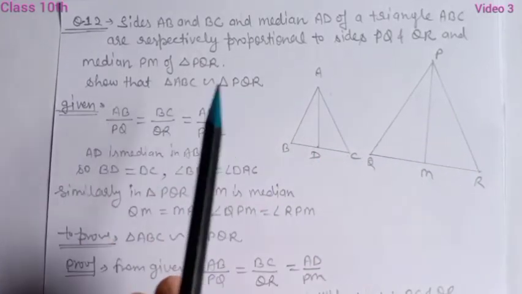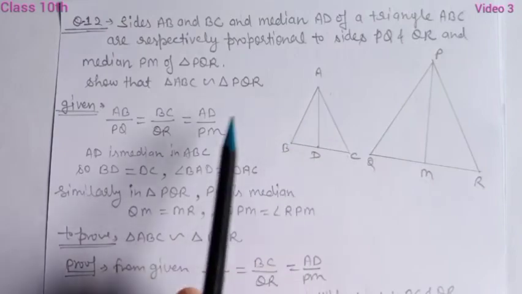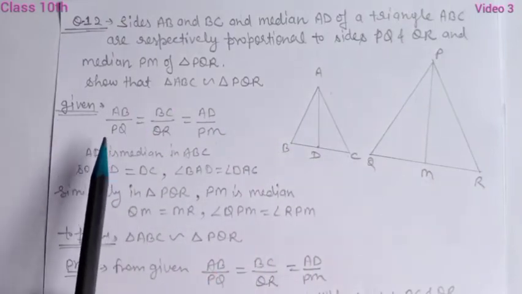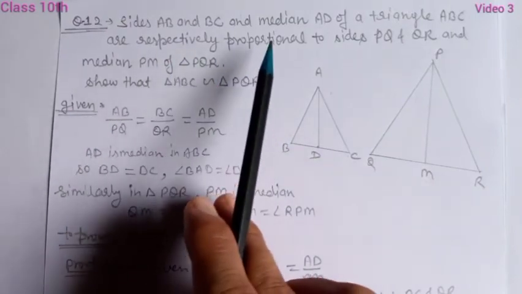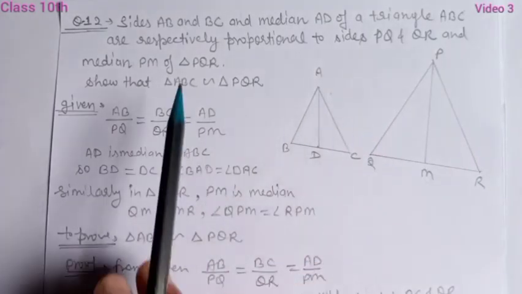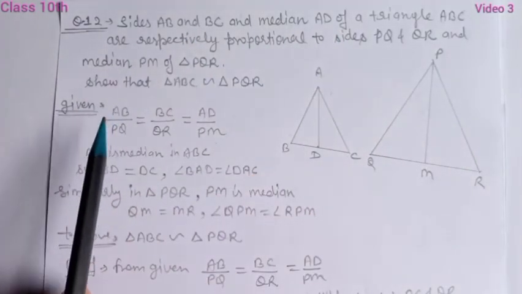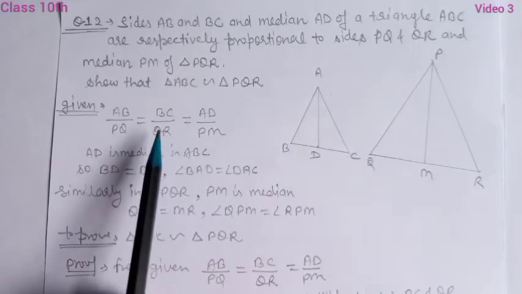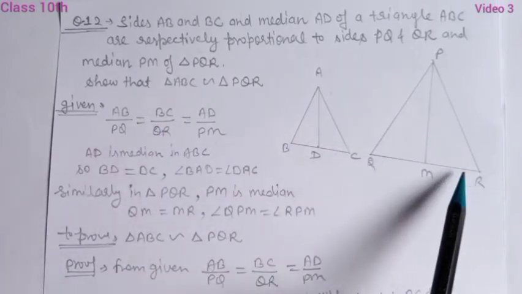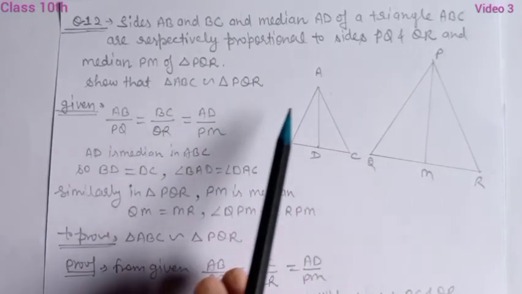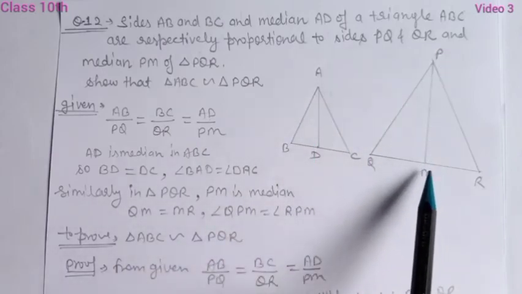So students, as you know, first after reading the question, observe what things are given in the question. Here you can see the ratios of the sides are given as equal. So what are these sides? AB upon PQ is the corresponding side, and BC corresponds to QR, so BC upon QR, and AD is the median, here the corresponding median is PM.